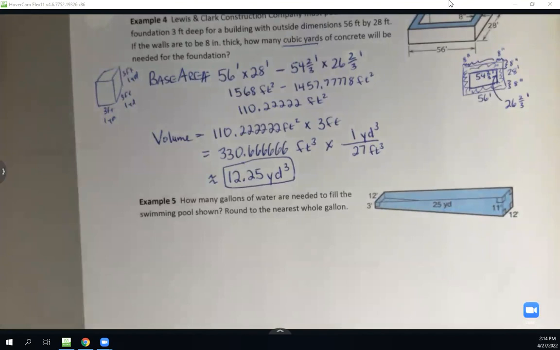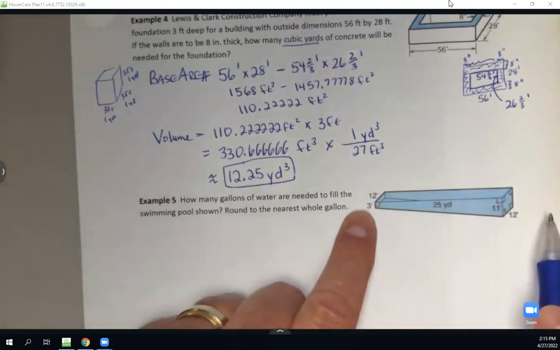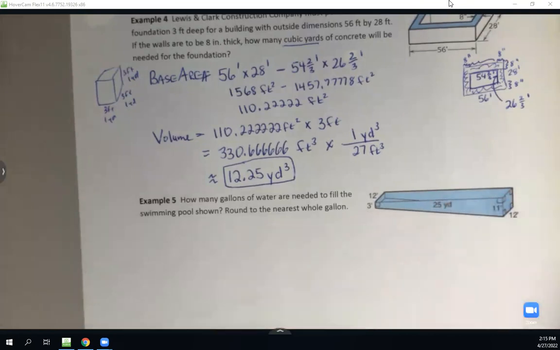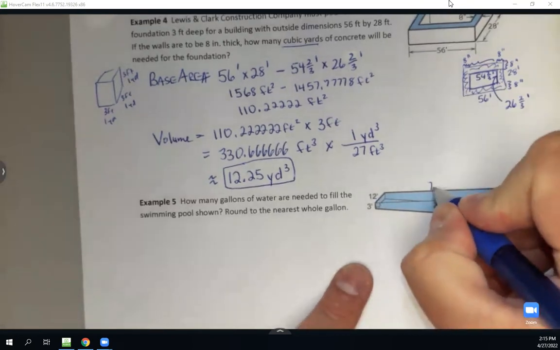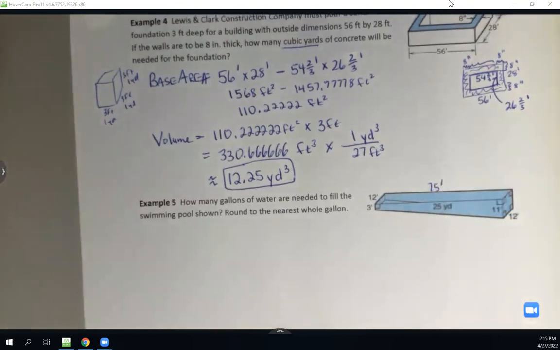So first thing I want to do before I forget, we have 25 yards, which is the length here. I'm going to change that to feet. Now there's 3 feet in a yard. So if I take 25 times 3, that would be 75 feet. Is that okay with everybody? Okay, so now everything's in feet.